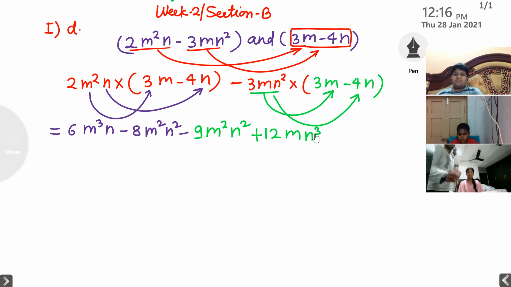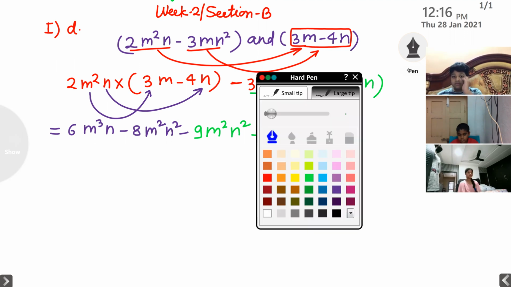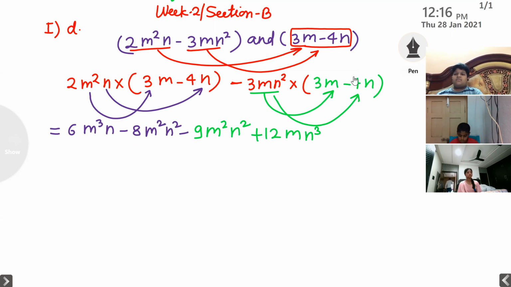Now I want to check like term and unlike term. Those who have missed like term and unlike term class, you cannot understand any concept, because I told you at the time, don't miss any class. If you have missed like term, unlike term class, you cannot understand any operation. Now you are observing here 8m square n square, 9m square n square, both are friends, both are like term. If both are like term, sign are same, we have to do addition. But after addition, we have to put a respective sign.